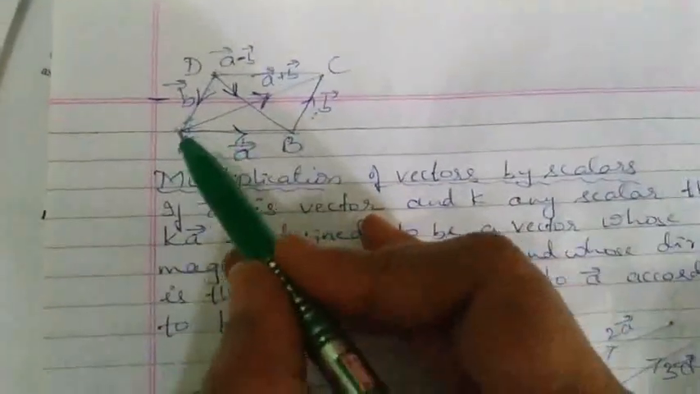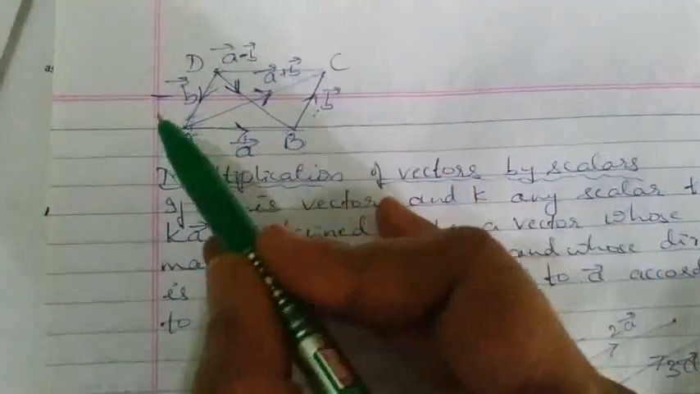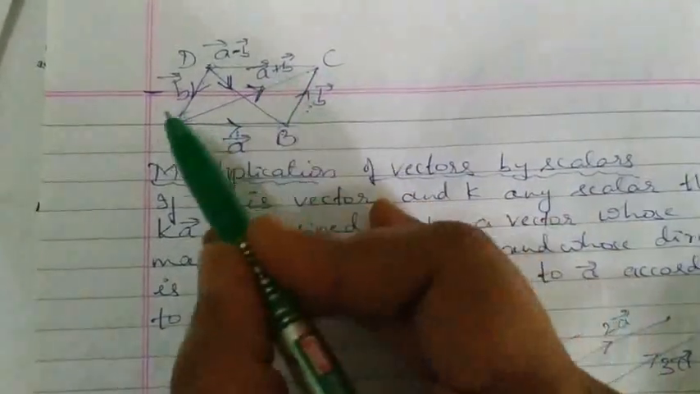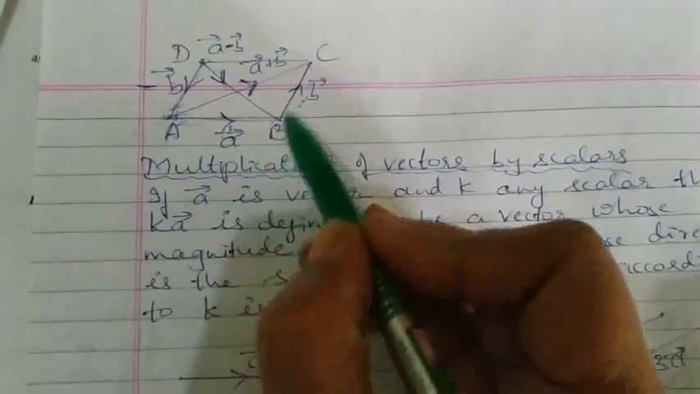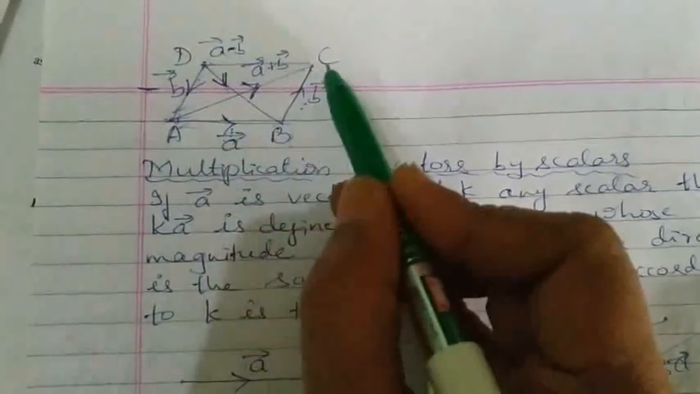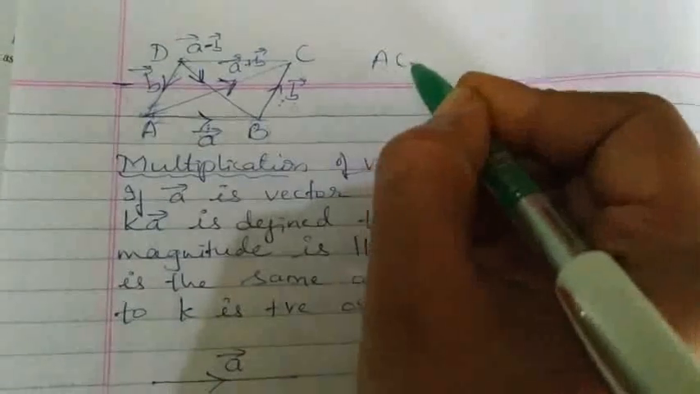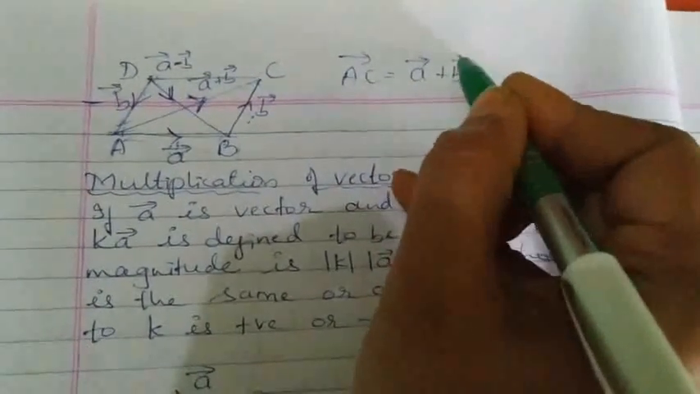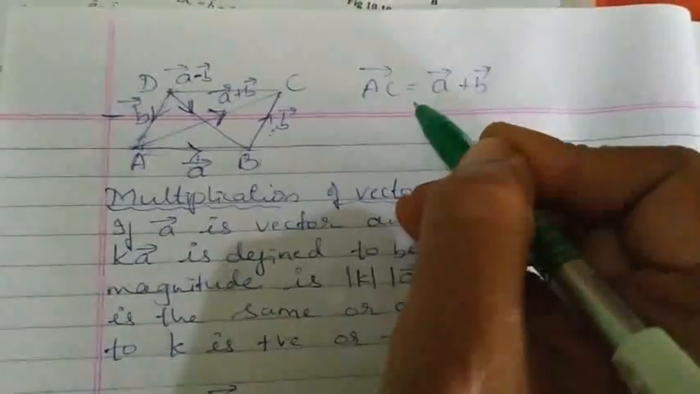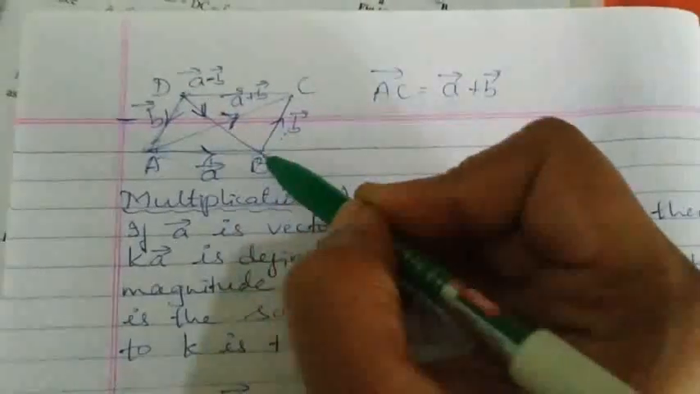So here we have A and B. So one diagonal, AC diagonal. Again, the triangular law of vector addition says the AC vector, one of the diagonals, can be represented as the sum, that is A plus B. One more diagonal, either you can call it BD or you can call it DB.